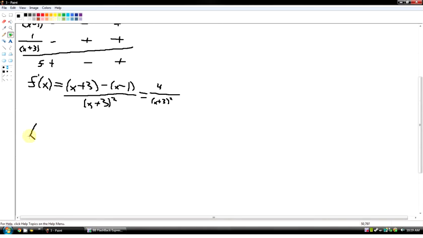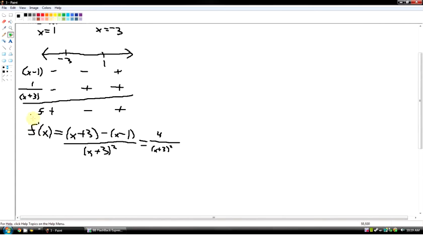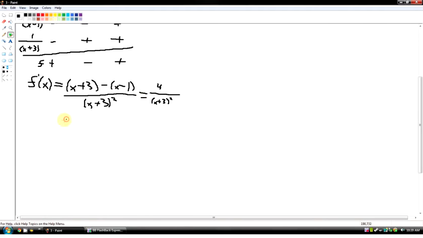Now let's do the sign chart again. As you can see here, because our numerator is just a constant, f prime of x is equal to 0 nowhere. Our denominator is still similar, so f prime of x does not exist where x is equal to negative 3 once more, holding constant with the original function.